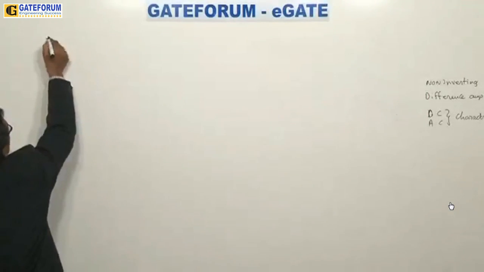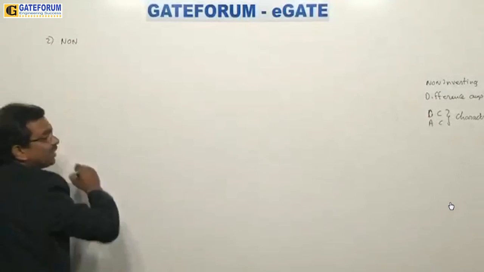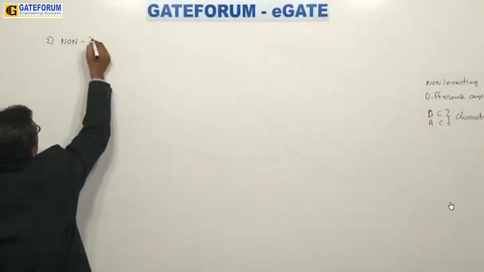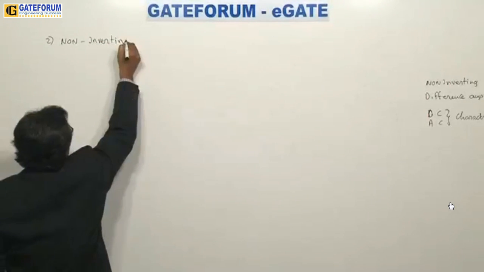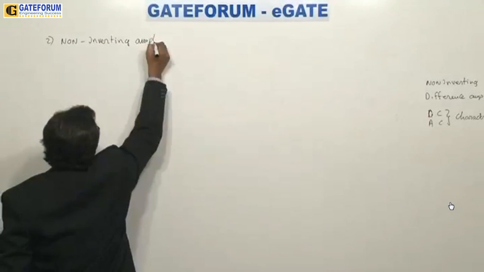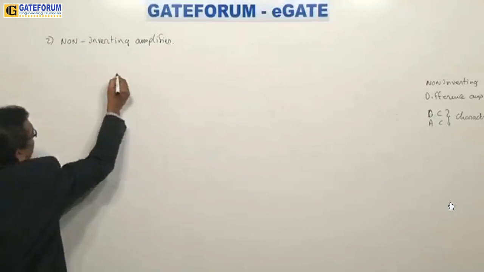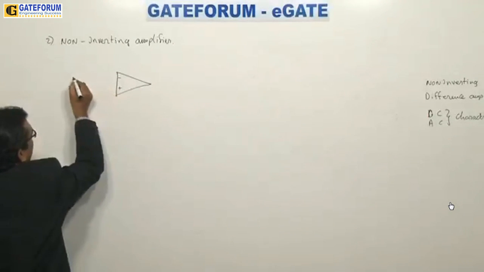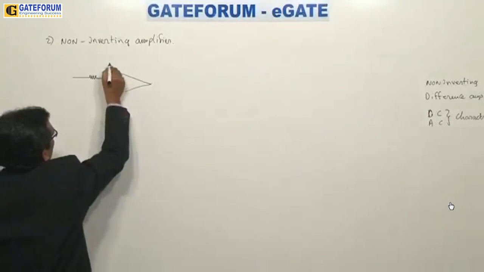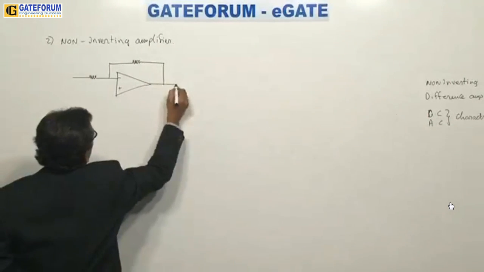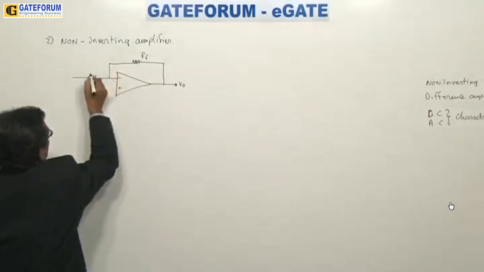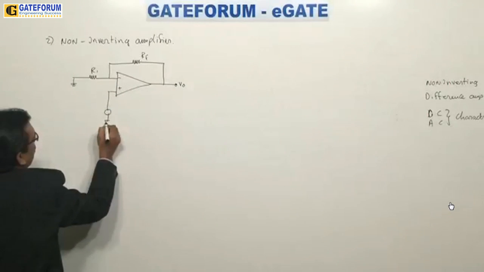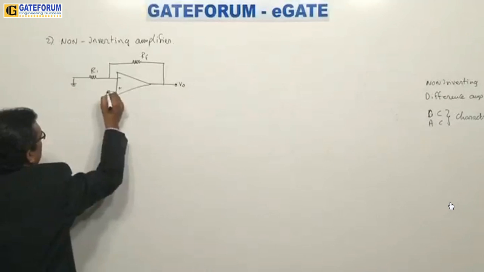Let us now take the second one, that is the non-inverting amplifier. Yesterday we discussed the first one, the inverting amplifier. Now we are discussing the non-inverting amplifier. We define it when the input is given to the non-inverting terminal and the inverting terminal is grounded, then the op amp works as a non-inverting amplifier.